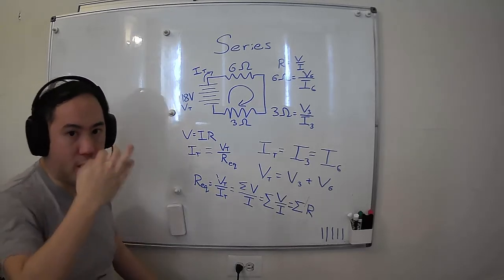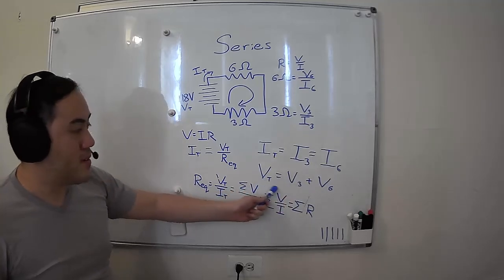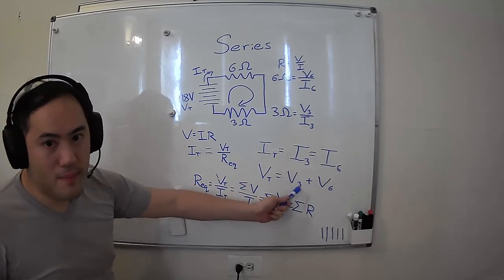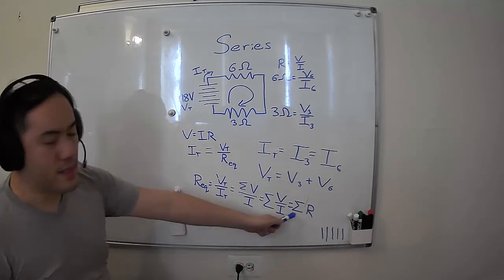These are the important rules for a series circuit. All the currents are the same. All the voltages are not the same. The voltage is the sum of the voltages of all the parts. And REQ is the sum of all the R's.